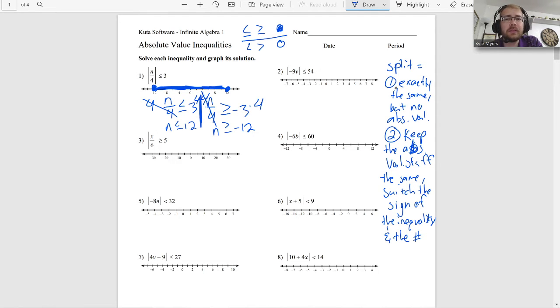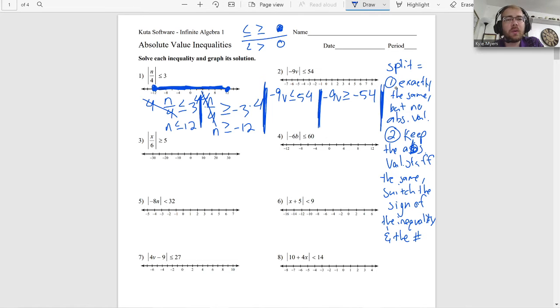Okay, so number 1. Exactly the same, but no absolute value. Okay, so I'm just going to write this. Actually, you know what? Let me erase this and move it over a little bit because I'm going to need some more space. So I'll make a little border right here and right here. So negative 9v less than or equal to 54. All right. And then step 2, keep the absolute value stuff the same. All right, so keep, switch the sign of the inequality, change, flip the number, flip, keep, change, flip.